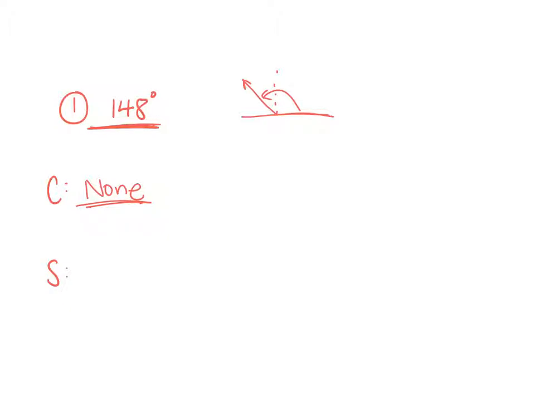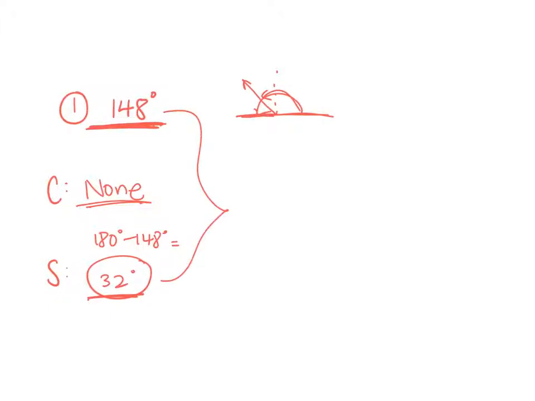So what about for supplementary? How much more do you have to go to get to 180? You think in your head, 180 minus 148 degrees, and that would give us 32 degrees. So the supplementary angle to 148 degrees is 32 because when I add them together, I get 180 degrees.